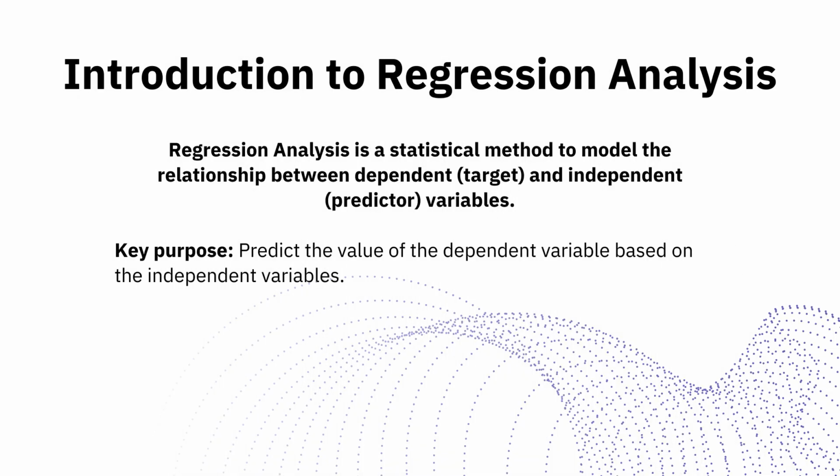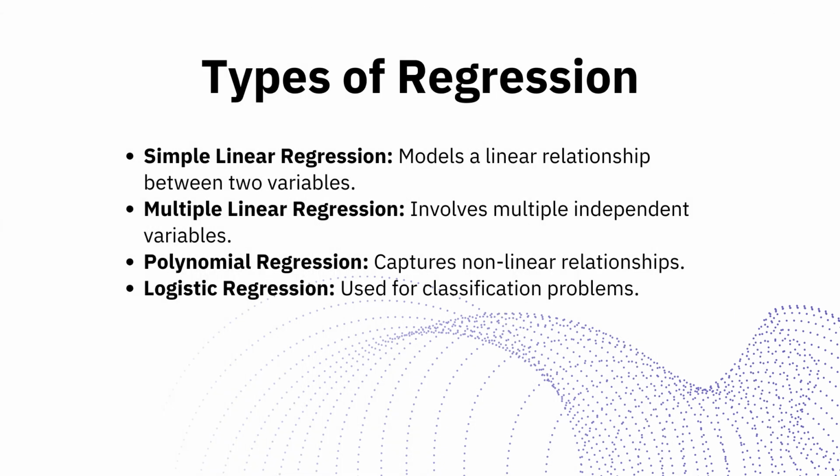Regression analysis is a statistical method used to model the relationship between a dependent variable, often called the target, and one or more independent variables, known as predictors. The primary goal of regression is to predict the value of the dependent variable based on the values of the independent variables. There are various types of regression techniques.